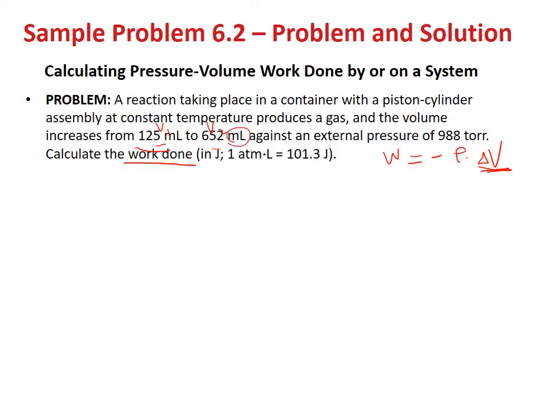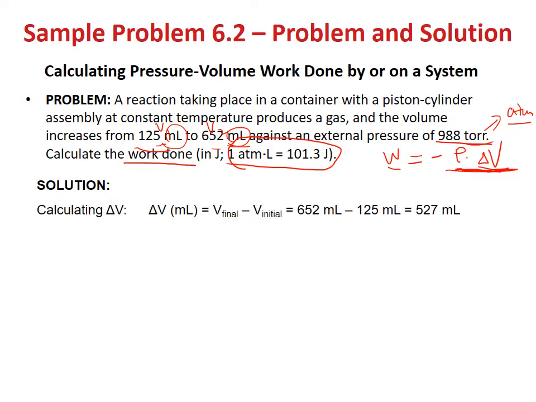Now, milliliter needs to be converted to liter. And the pressure is given as 988 torr, so torr needs to be converted to atmosphere. So first convert milliliter to liter and torr to atmosphere. And then using this equation to calculate work, the unit will be atmosphere liter. And using this as a conversion factor, we can change it to joule.